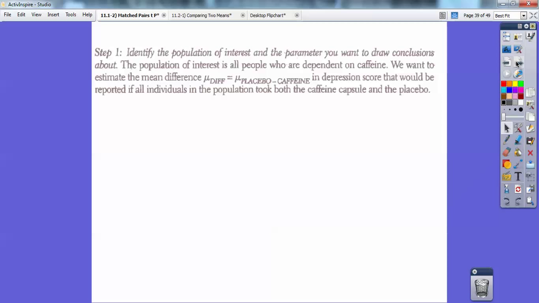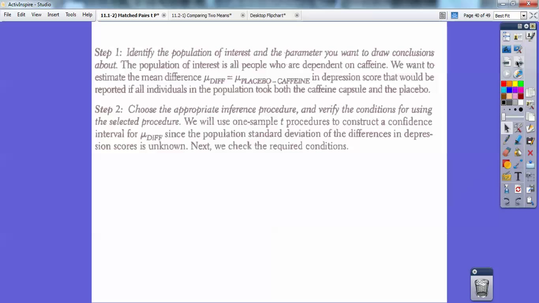Okay, so step 1, identify the population of interest and the parameters we want to draw a conclusion about. It's all people who are dependent on coffee. We want to estimate their mean difference of the placebo minus the caffeine in the depression score that would be reported if all individuals in the population took the caffeine capsule and the placebo. Okay, so choose the appropriate procedure. We're going to do a one sample t procedure to construct a confidence interval for the mean difference, since the population standard deviation of the differences of depression is unknown. If the standard deviation of the population is unknown, we do a t-test.